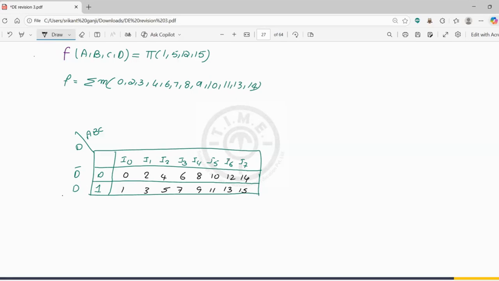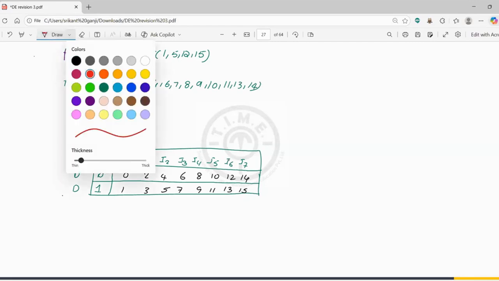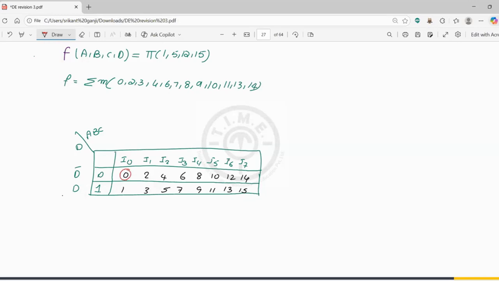Now you can mark clearly. 0 is marked here. After that 2, 4, 6, 8, 10, 14. Odd values are 3. Next 7, 9, 11 and 13.